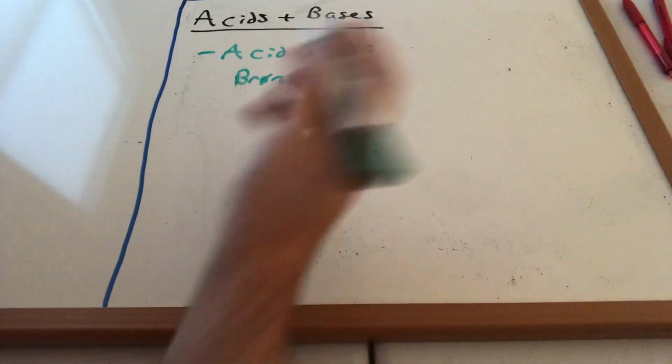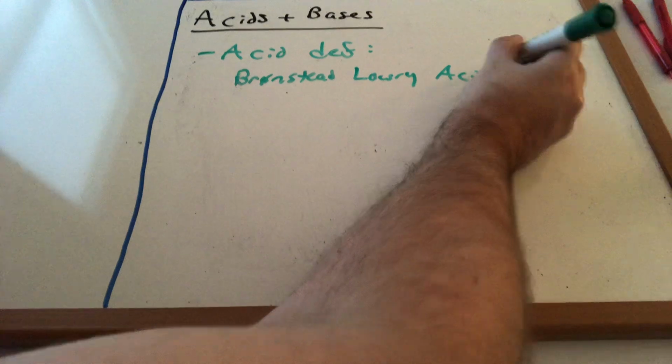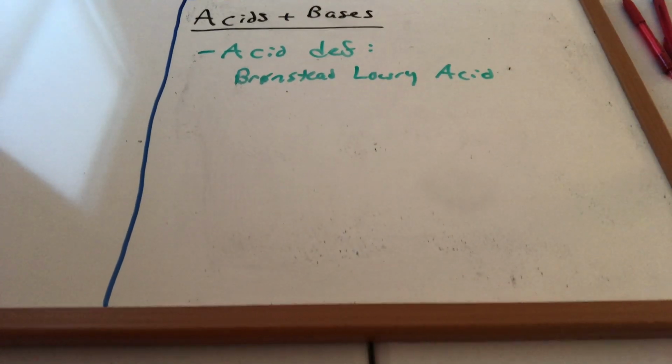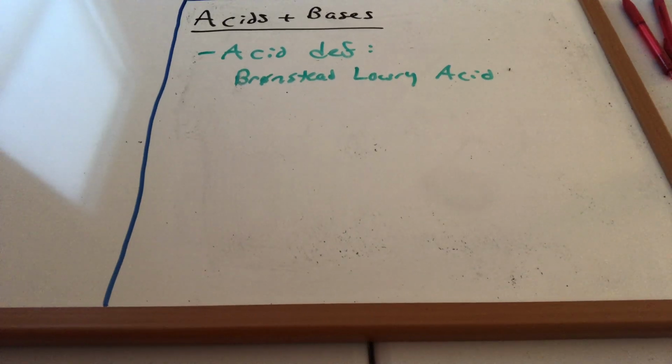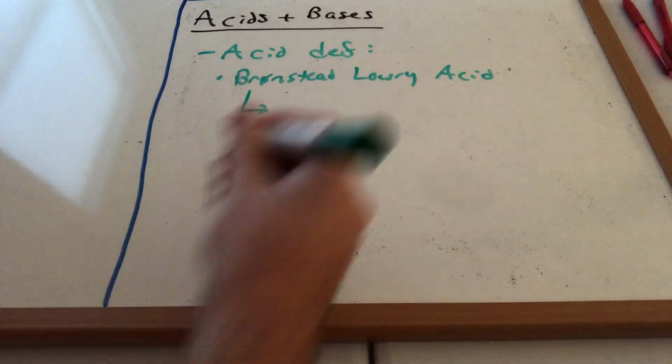This particular definition is called a Bronsted-Lowry acid. Earlier in the semester, we saw Lewis acids. Last semester, we saw Arrhenius acids. They all identify acids in the same way. The nice thing about the Bronsted-Lowry acid definition is that it's really general.